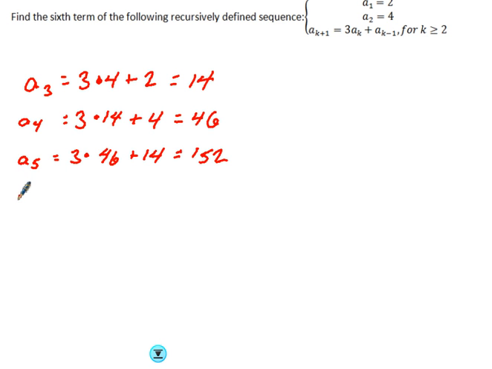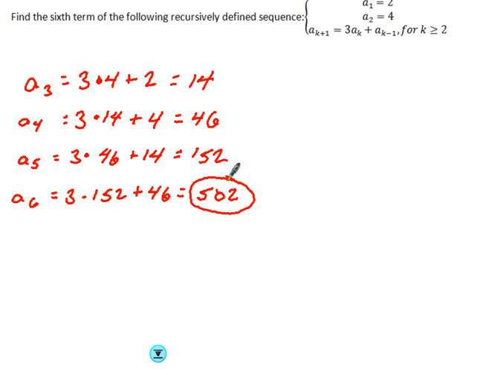And now we're going to go to a sub 6. A sub 6 is what we're trying to figure out, the sixth term. You're going to be 3 times a sub 5, 152, plus a sub 4, 46, which gives you 502. So right there, 502 is a sub 6.